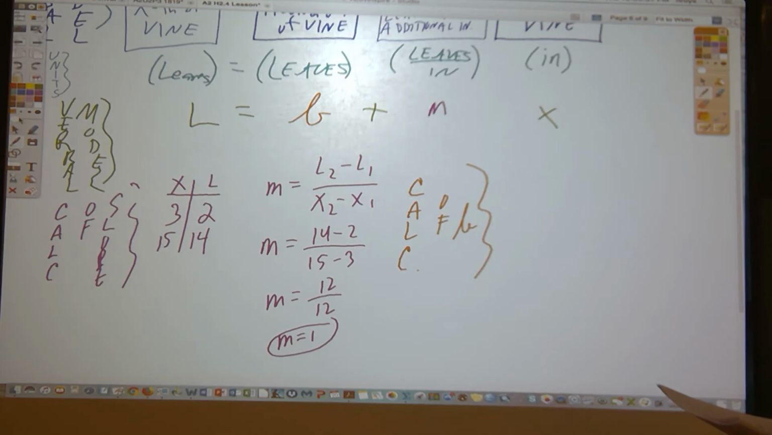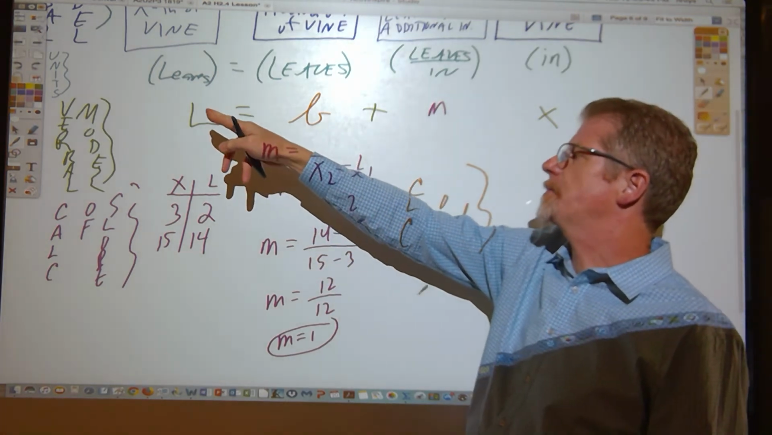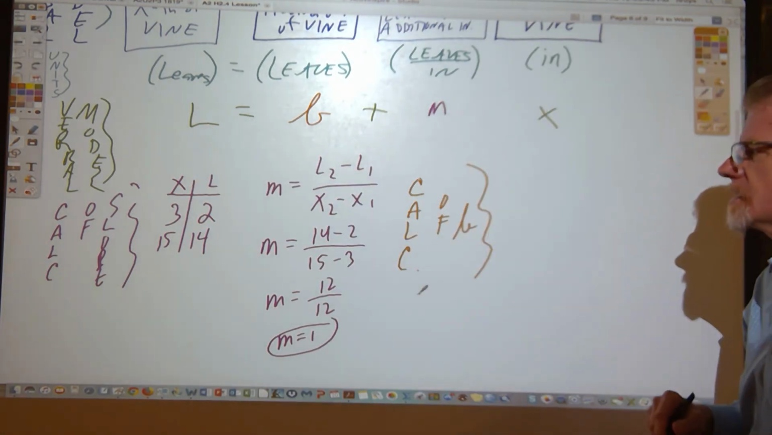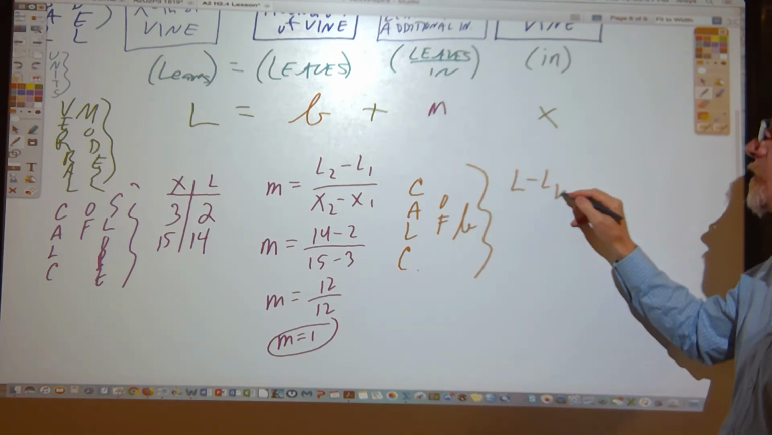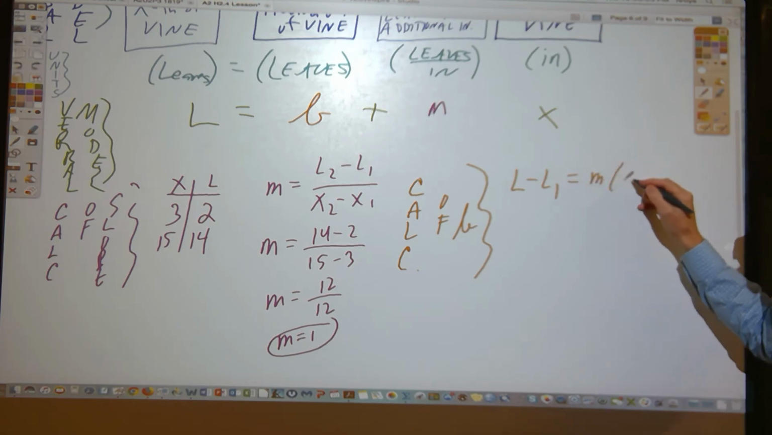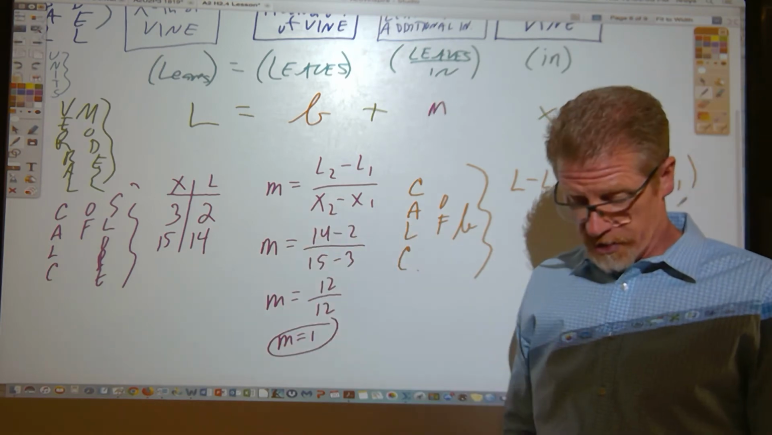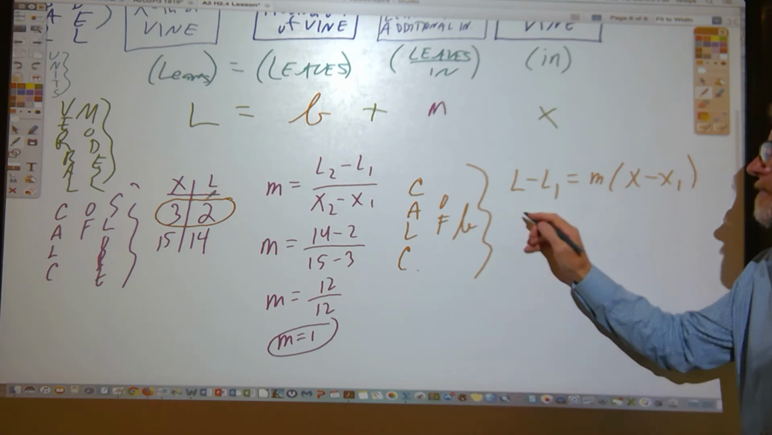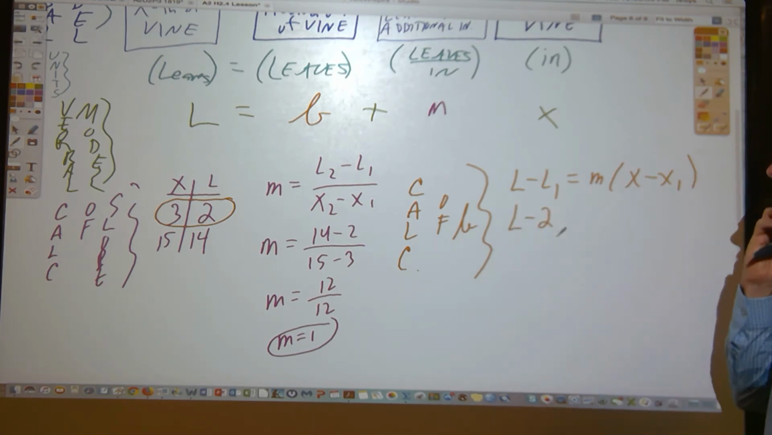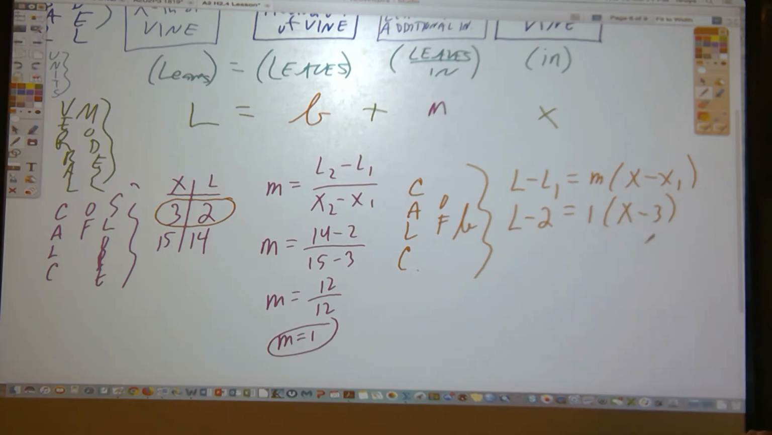L, number of leaves. I used L for leaves. I could have used N, and I was looking at the online solutions. On the online solutions, I use capital N for the number of leaves, but I'm using L in this example, so that's fine, we can do that. So instead of Y minus Y1, it's L minus L1 equals M times X minus X1. It doesn't matter which of these 2 points I use. I may as well just use the point 3, 2. So it's going to be L minus 2 equals the slope, which is 1, times X minus 3.